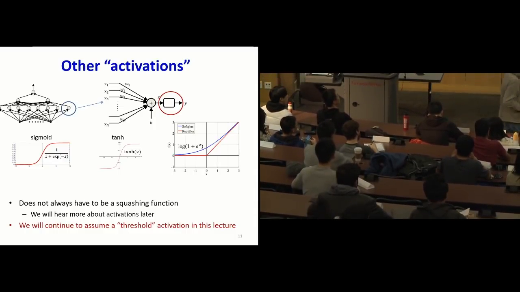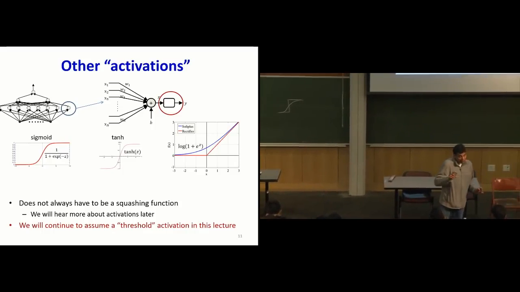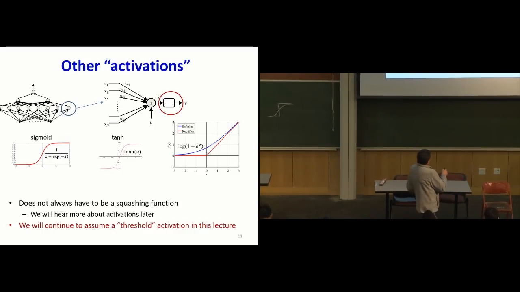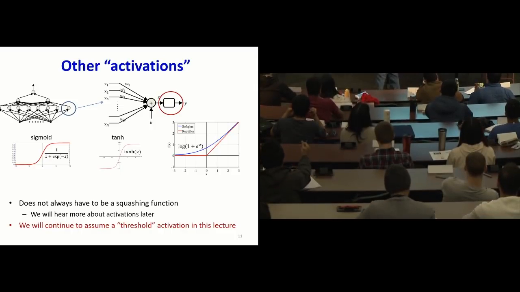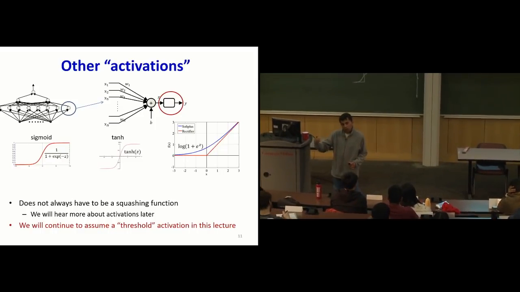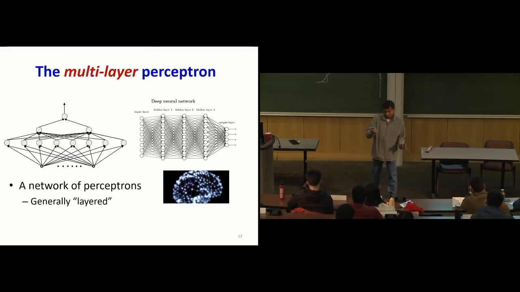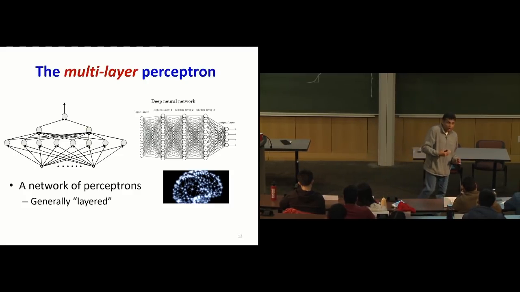So now, for this lecture, I'm going to continue assuming threshold activations. This function here is what we will call an activation function. An activation function is what operates on the weighted combination of inputs to produce an output. We're going to continue to assume threshold activations. But then that was just the basic unit. The brain itself is a large connection of these guys. So we're going to try to emulate that.